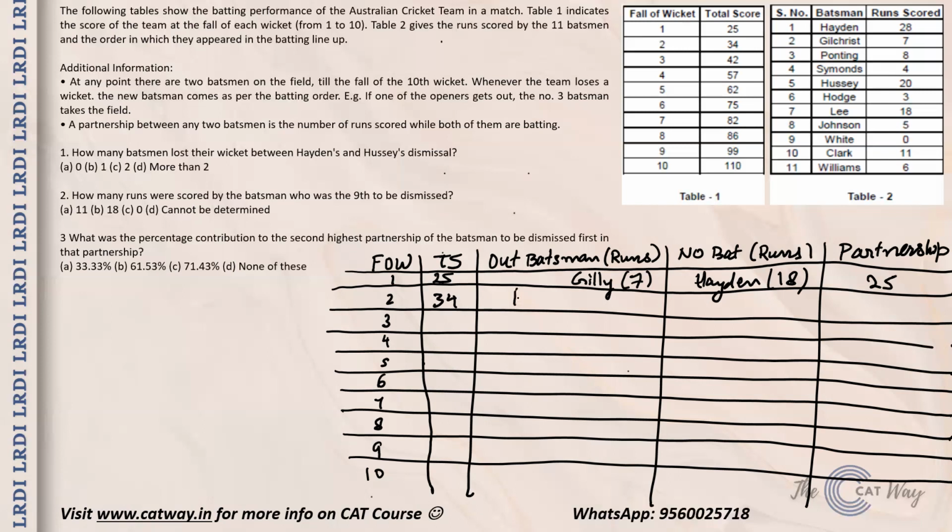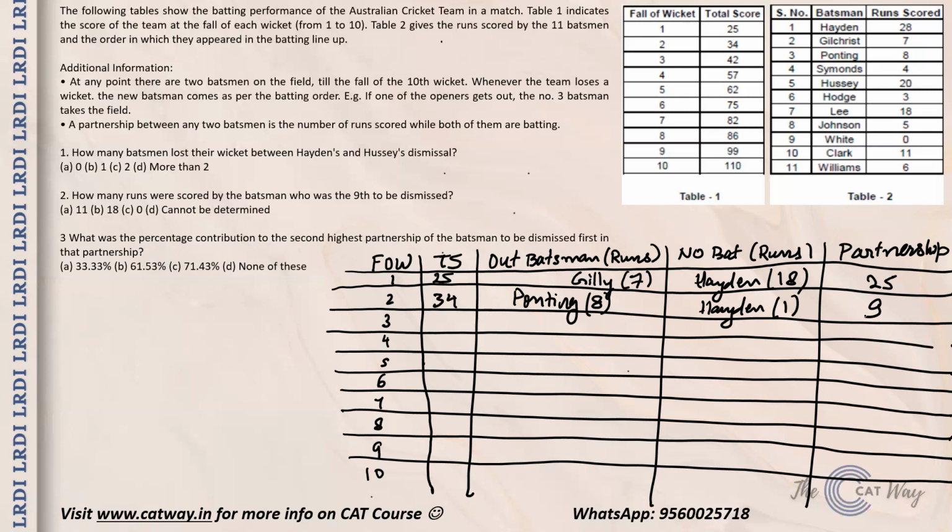That means it will be Ponting who got out. Now Ponting has made 8 runs and he got out, so he got out at 8. Okay, and now you see that when the first wicket fell, when Gilchrist got out and Ponting came into bat, since then 9 runs have been scored, and Ponting scored 8 runs out of it. That means the not out batsman, Hayden, scored only 1 run in that partnership of 9 runs.